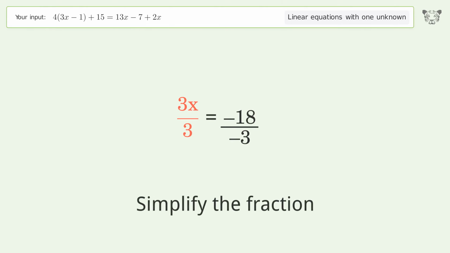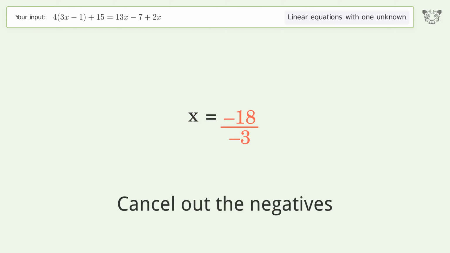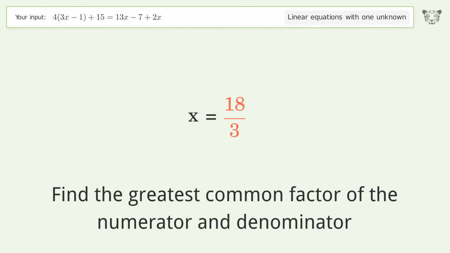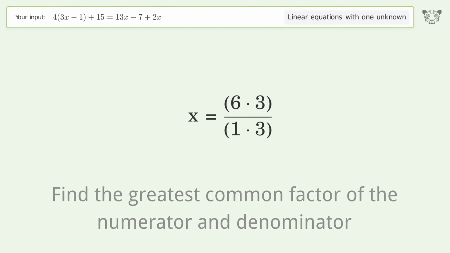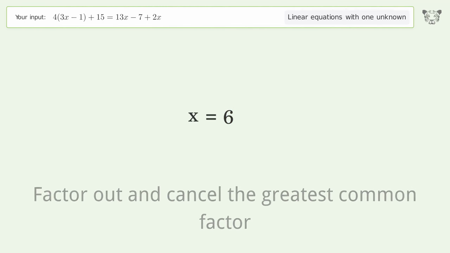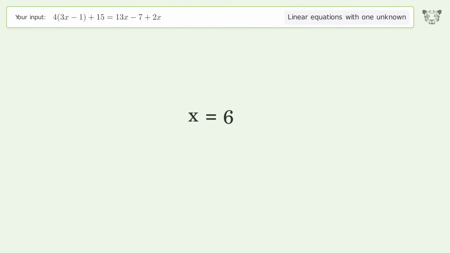Simplify the fraction. Cancel out the negatives. Find the greatest common factor of the numerator and denominator. Factor out and cancel the greatest common factor. And so the final result is x equals 6.